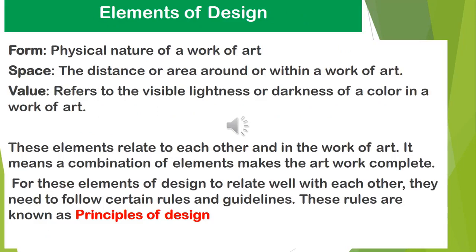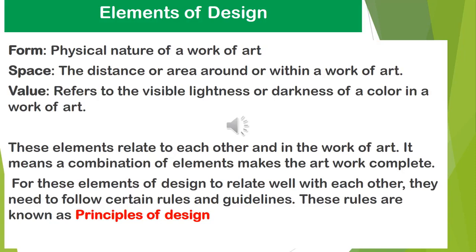Yes, class. So let's continue with the elements of design. Okay, so we have what? Form. Form is the physical nature of the work of art. For instance, if there is a girl there and somebody says, "Hey, I like your form," the person is simply saying, "I like your stature, your structure." Okay, so the physical nature of the work of art, how you see that particular work of art, is the form, which is an element of design.